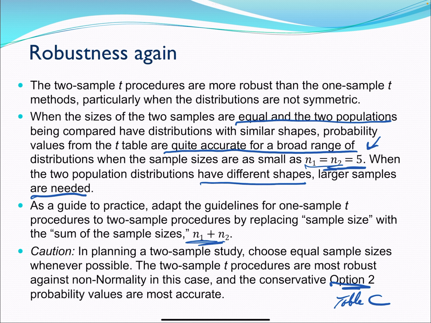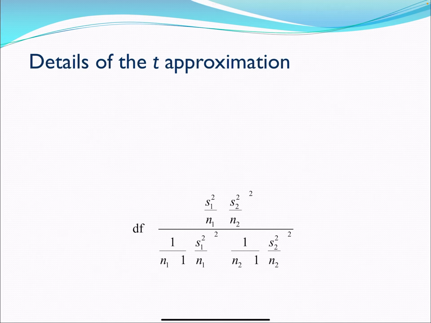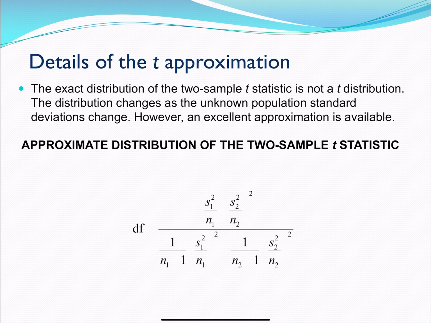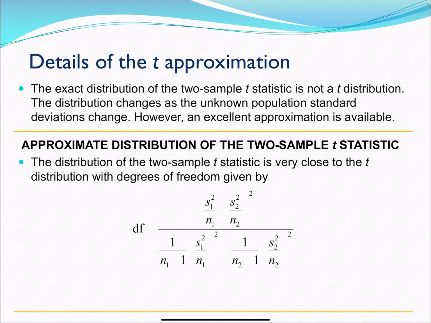Okay, so a few more details about the T distribution. The exact distribution of the two sample T statistic is not a T distribution. It changes as the unknown population standard deviations change, but a really good approximation is available. So we can approximate the distribution of a two sample T statistic with a T distribution with degrees of freedom. This is the one that's given to you by technology. I don't expect you to calculate this by hand.